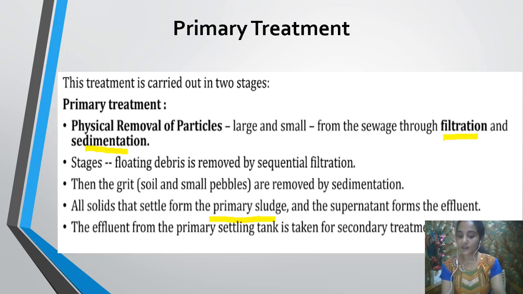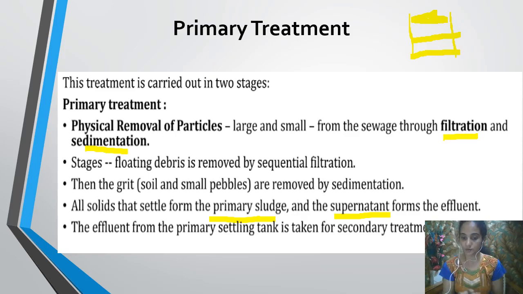Clear? So the heavier particles at the base of that sedimentation unit, we call it primary sludge. And what is supernatant? Whatever has formed above. Okay, so this is a beaker. Whatever has formed above is called the supernatant, and whatever has settled down is called the primary sludge.